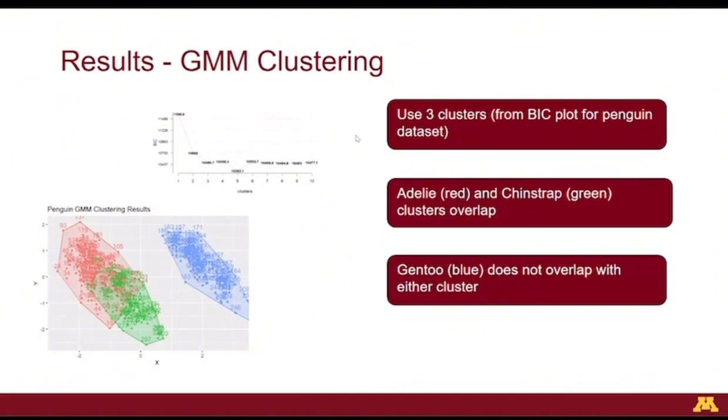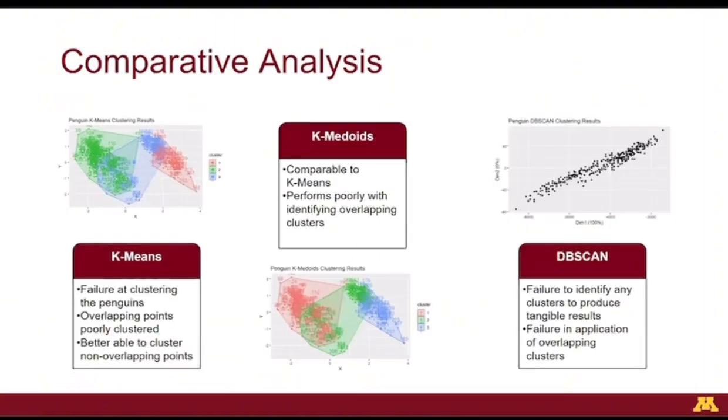And then for the Adelie species in red and Chinstrap in green, they're found to overlap, but then you can see that Gentoo in blue does not overlap with those. So from this, we can see GMM effectively identified species clusters, although there is some overlap between Adelie and Chinstrap. And then for the comparative analysis, we use k-means, k-medoids, and DBSCAN.